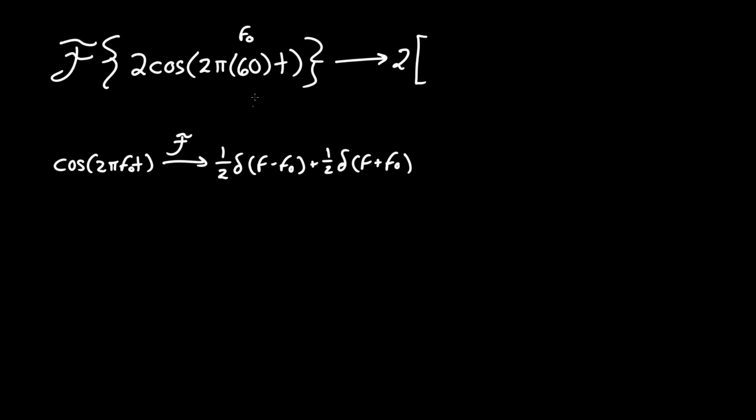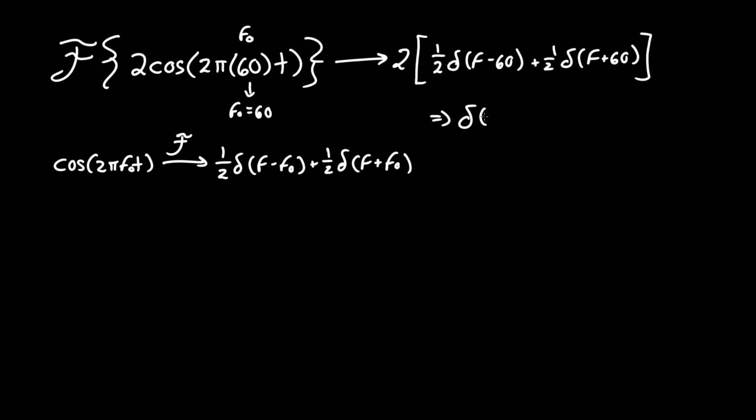function. Applying what we know, f₀ equals 60, so that simply means it will be 2 times 1/2 δ(f − 60) + 1/2 δ(f + 60). We can now distribute the 2, which gives us δ(f − 60) + δ(f + 60). And that's our final answer.